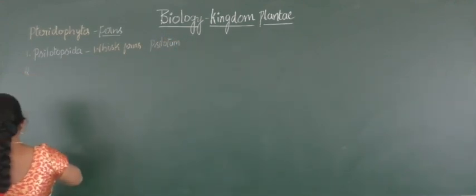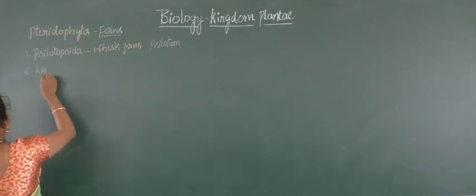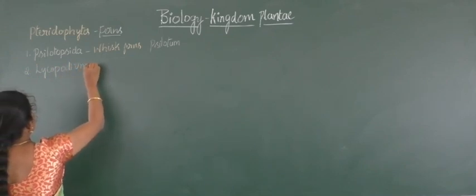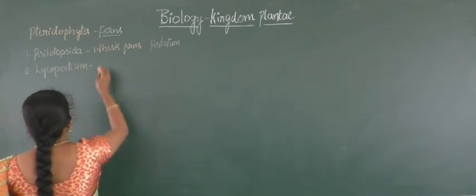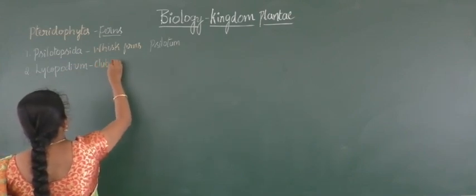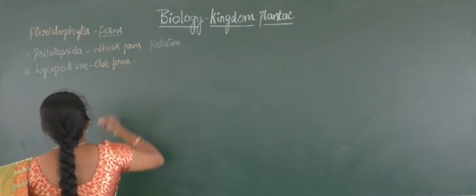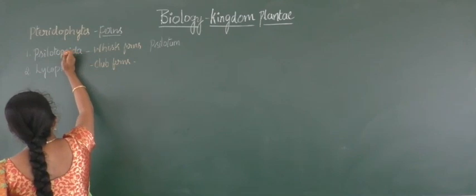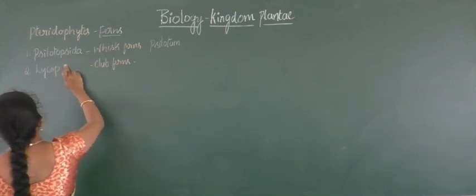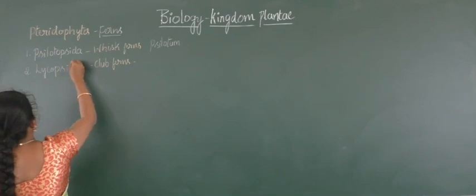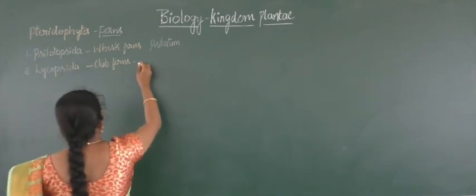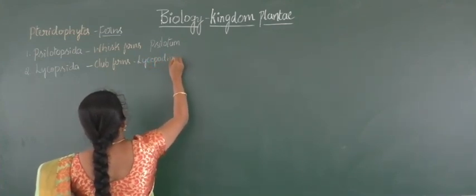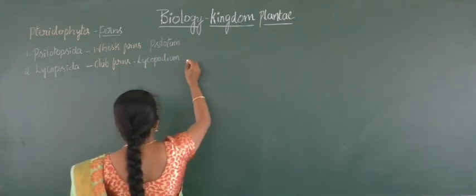Second group of organisms is Lycopsida. These are commonly called club ferns. The example is Lycopodium or Selaginella.